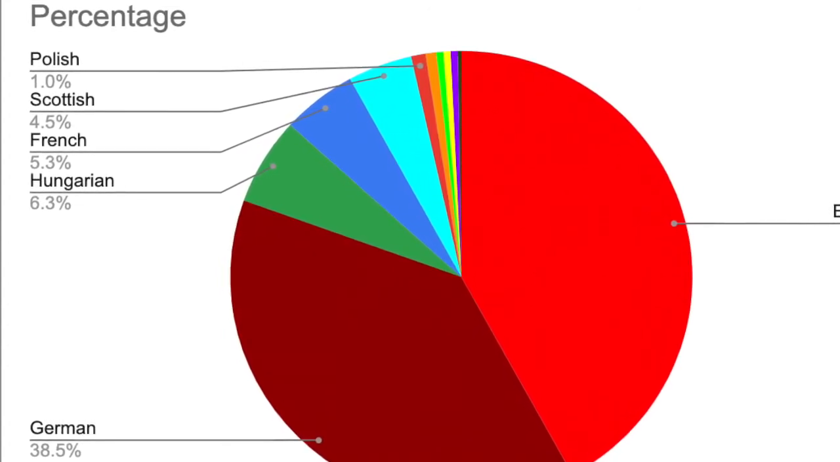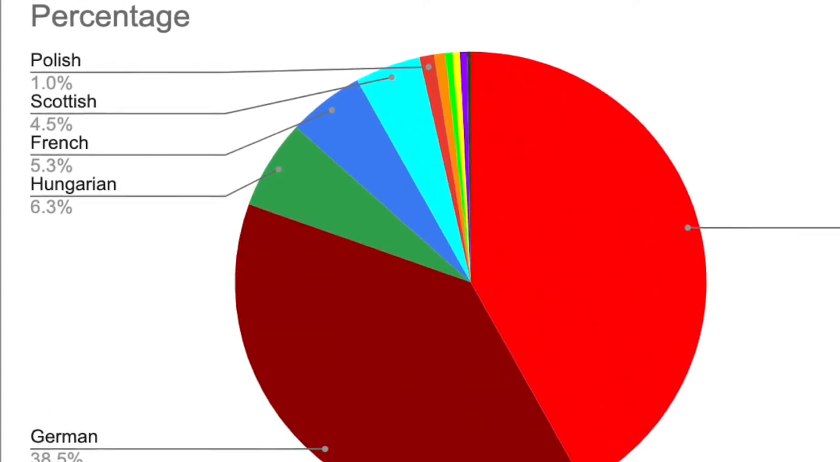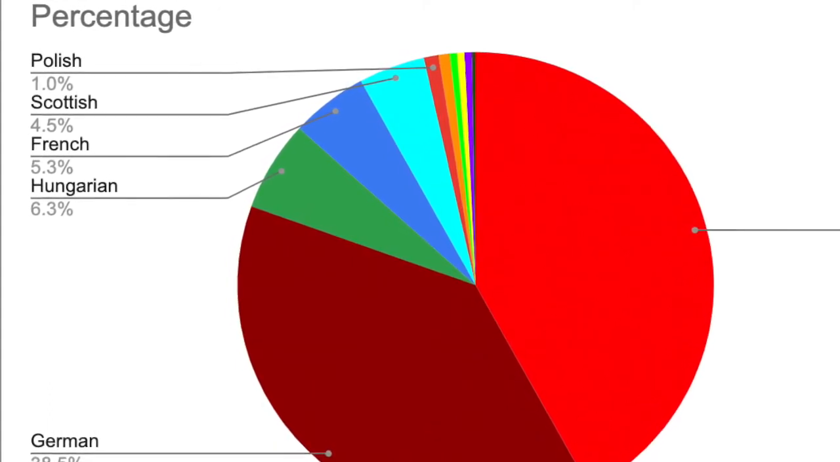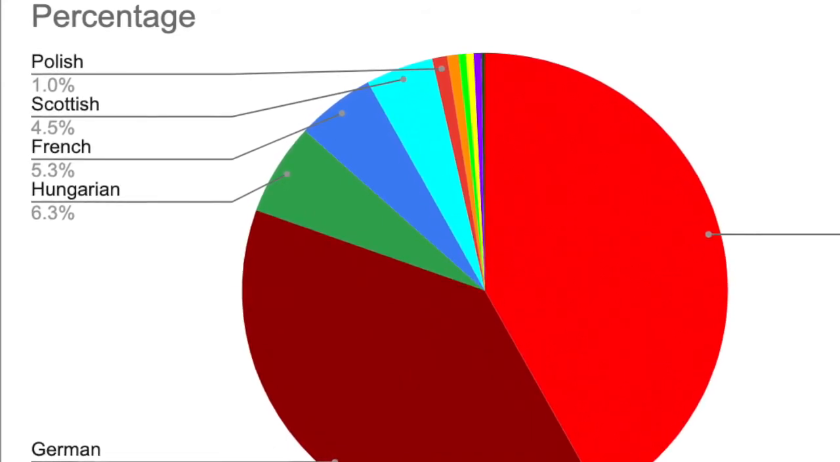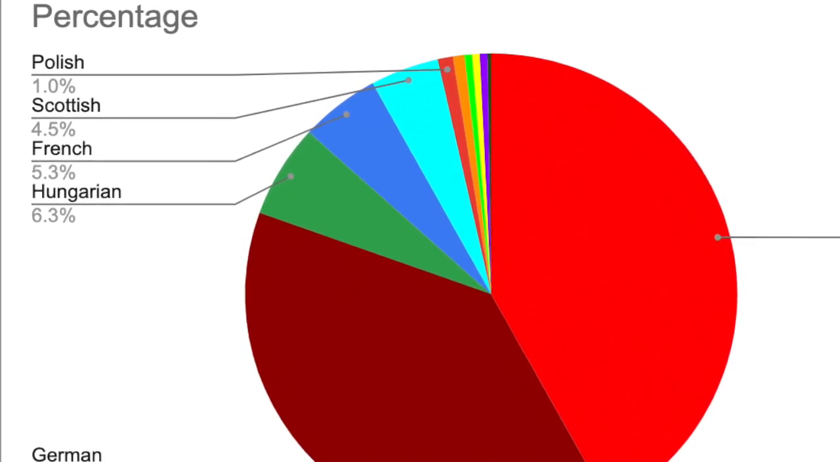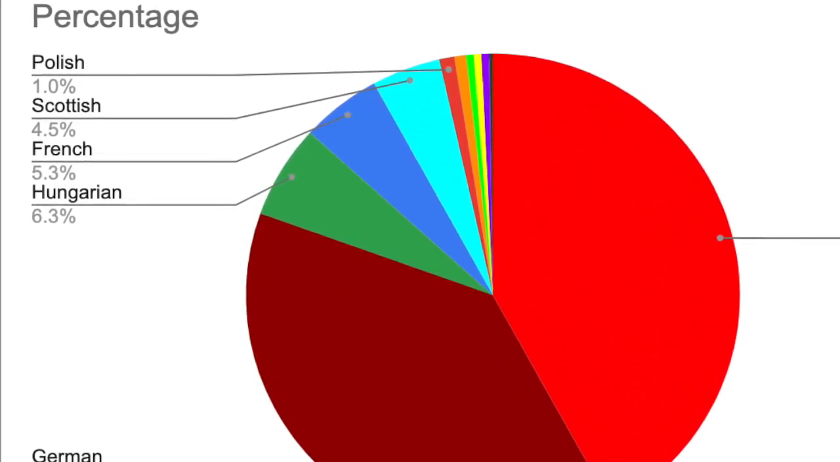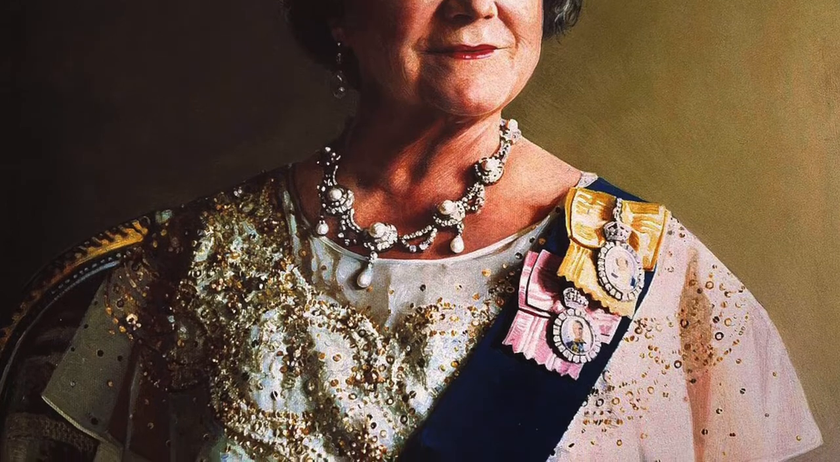Then, after that, at 4.5%, you have Scottish. And so, where does she get her Scottish blood from? Well, of course, being a British monarch, it's not that surprising in the first place. But basically, all of her Scottish blood comes from her mother, Queen Elizabeth, the Queen Mother. But she also has just a tiny amount of Scottish blood from her father as well.